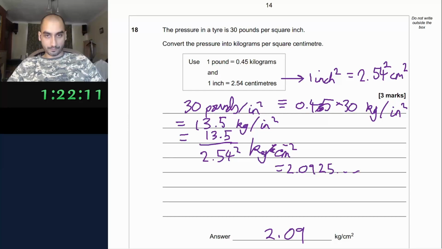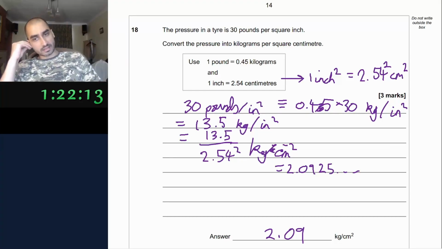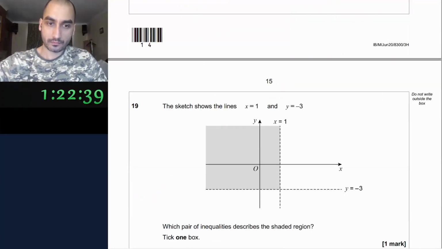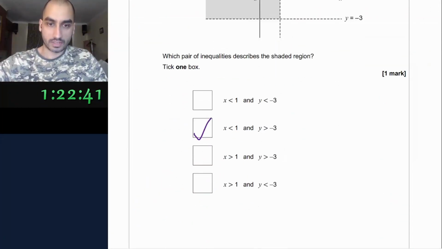0.09, yeah. Does that number make sense? So I'm happy with 13.5 kilograms per inch squared. Now if you were to change to centimeter squared, an inch squared is bigger than a centimeter squared. So if you're going to a smaller area, you're going down by quite a big factor because it's squared. Yep, that's fine. Move on. Yep, happy with that.